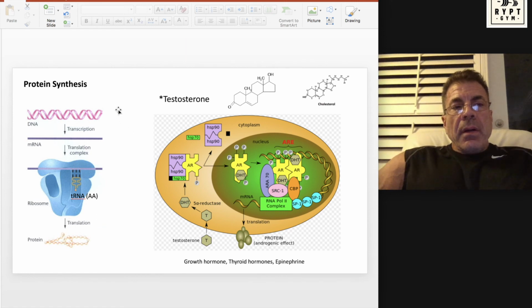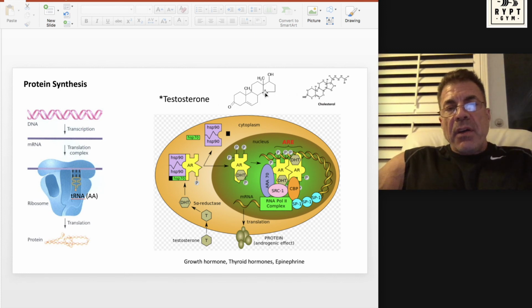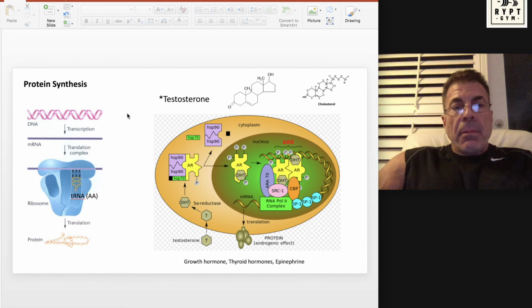So amino acids, through a process of transcription and translation, get built into proteins. These are regulated by hormones. The main one is testosterone. There's other ones, growth hormone, thyroid hormones, epinephrine, that help regulate protein synthesis. I just put this up here to show you that testosterone is actually made from a cholesterol backbone. So another reason we need to take in fats is our testosterone is made from a cholesterol backbone, a fat molecule.